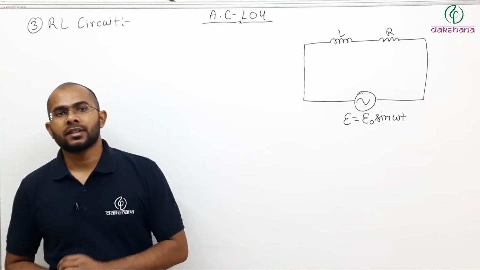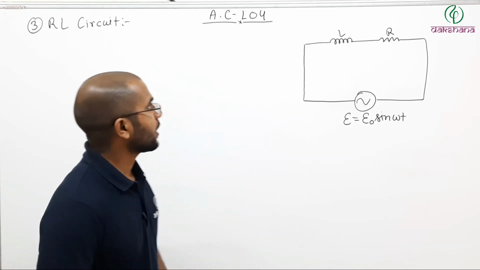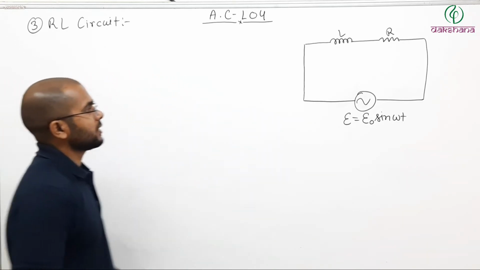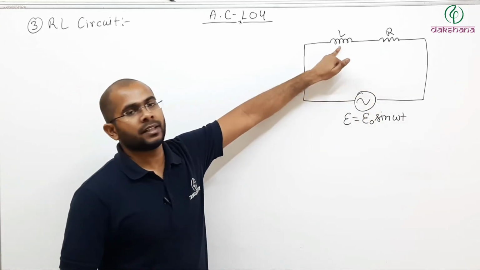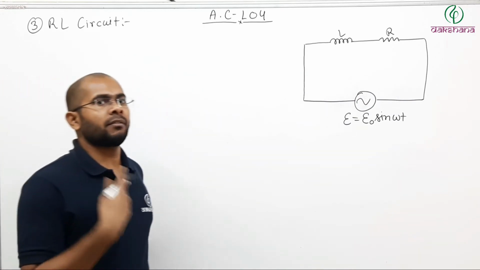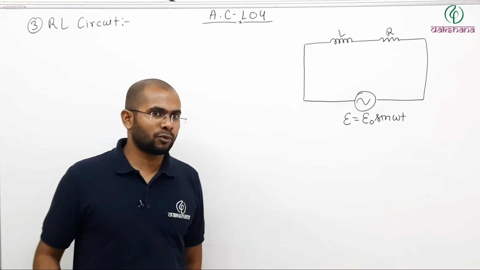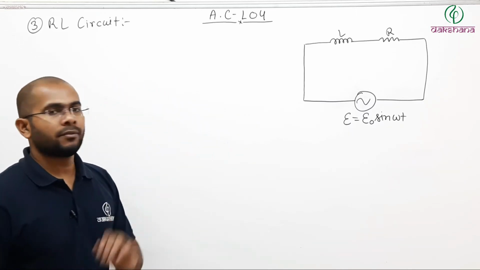So let us discuss an RL circuit or an LR circuit. Both ways it's fine. So what is an LR circuit? There is an AC source, there is a resistance connected, and there is an inductor. We will not be using a mathematical way of finding the current in this circuit. That would be a little bit lengthy. So what we will do is use the vector method.